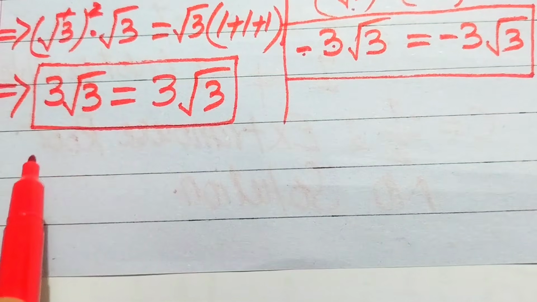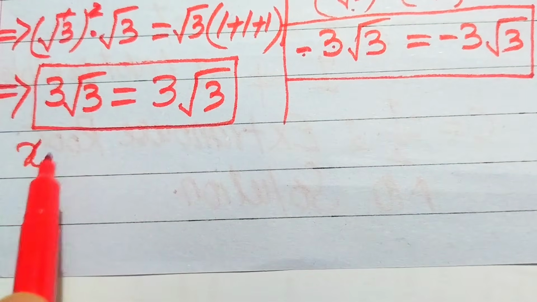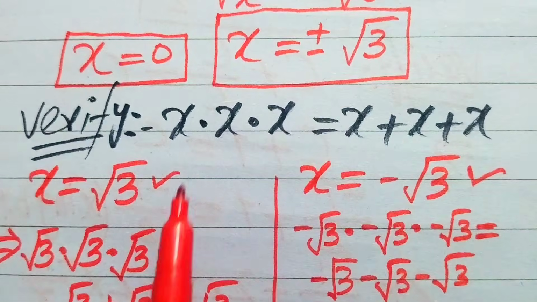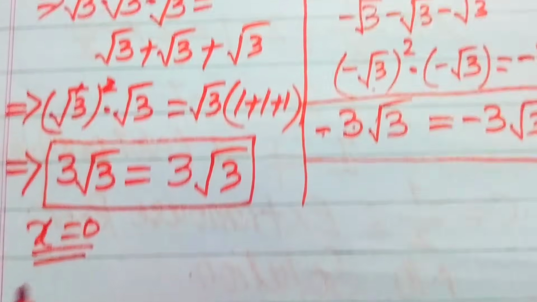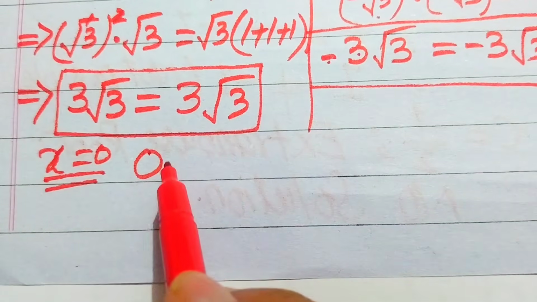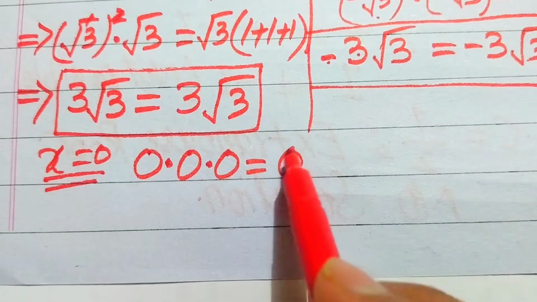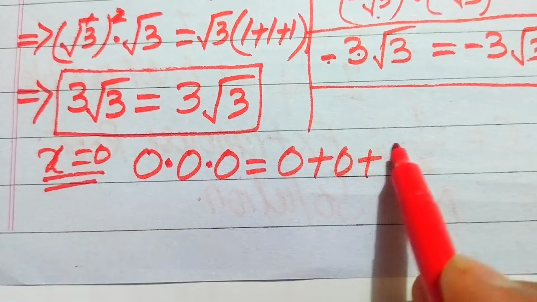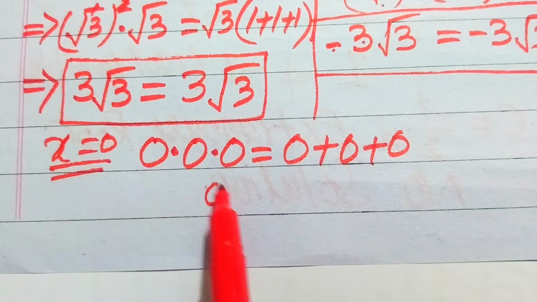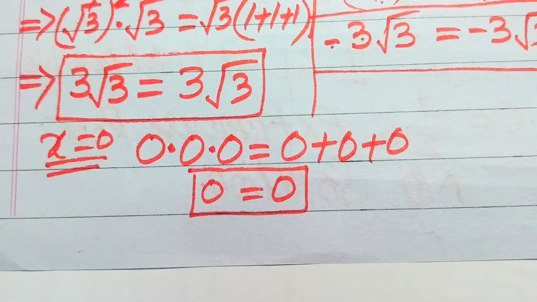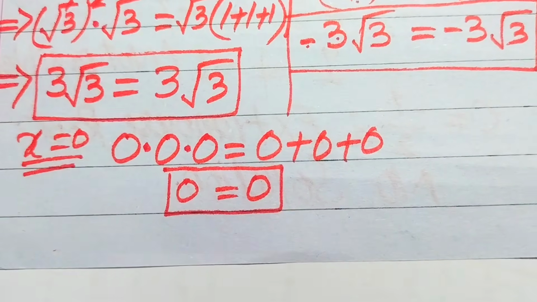And now at the last we verify the third value of x, and the third value of x is equal to 0, and when we put this value of x on both of the sides of this equation, this will be written in this form. This is 0 multiplied by 0 multiplied by 0 is equal to 0 plus 0 plus 0. So here you clearly get 0 is equal to 0. So this again shows that both of the sides are equal. So it means that all these three values of x satisfy our given question statement.